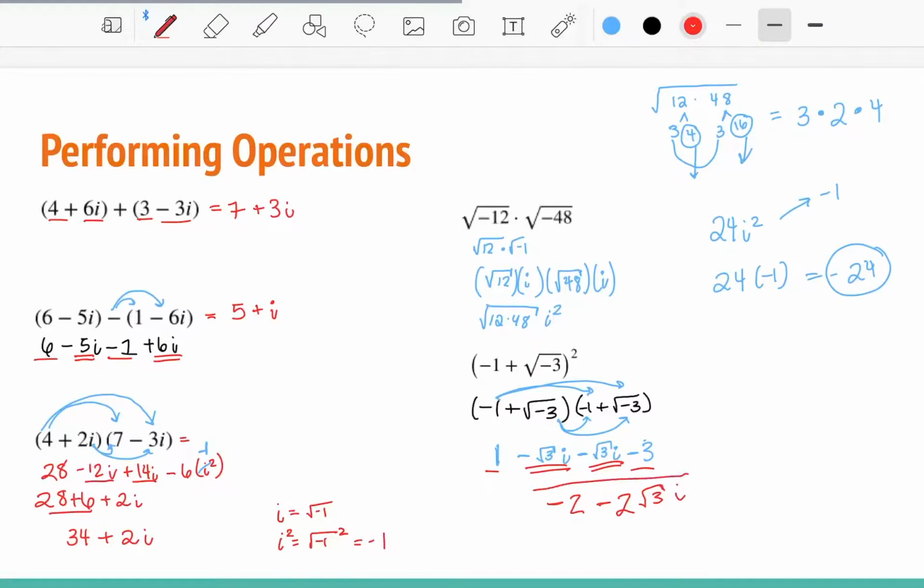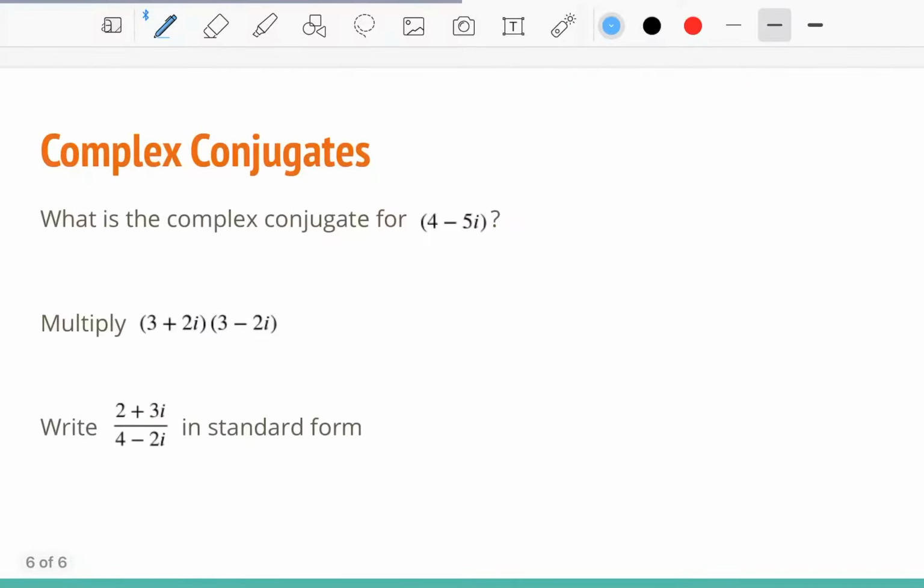Okay, so this would be my final answer. This is my a part, this -2. This is my b part, this -2 times square root of 3. And there's my i, a plus bi standard form. Okay, the last thing we're going to talk about today is complex conjugates. So complex conjugates, a conjugate is keeping the same numbers that we see. So we have, what is the complex conjugate for 4 minus 5i?